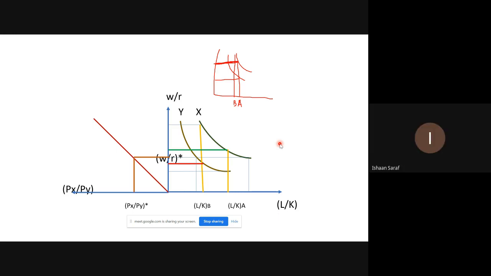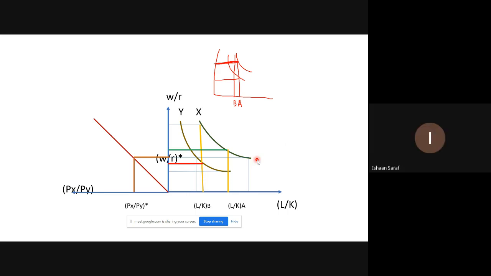Ma'am, why should it be more convex to the origin? Which one? These two lines? No, ma'am, just the Y curve. Oh, no. They should be parallel to each other. And this is drawn by me, maybe some mistake, but they are parallel to each other. Convexity is not so important here. You can draw just the downward sloping straight line. That will also work. It is just showing the inverse relation between W by R and L by K, that much.